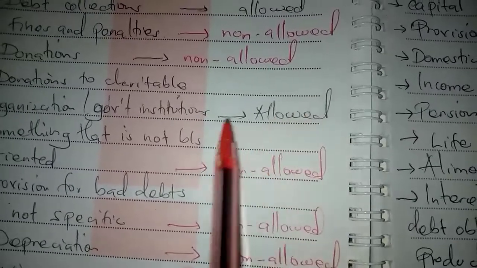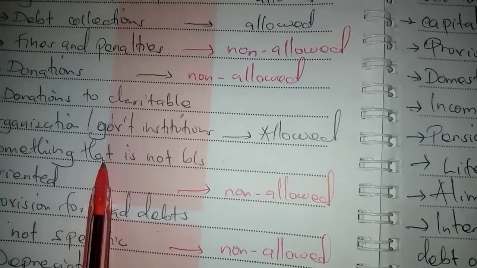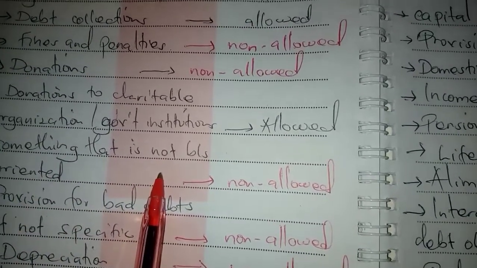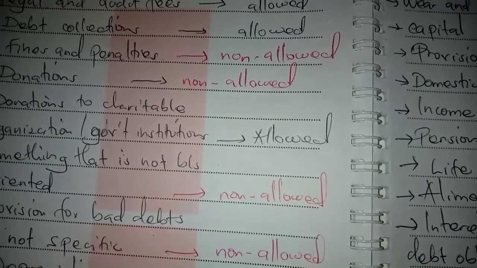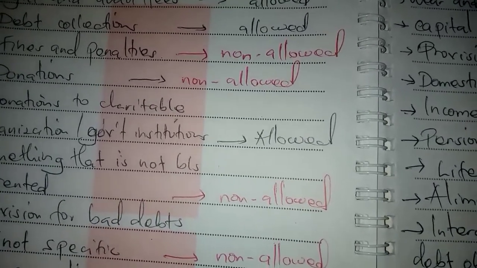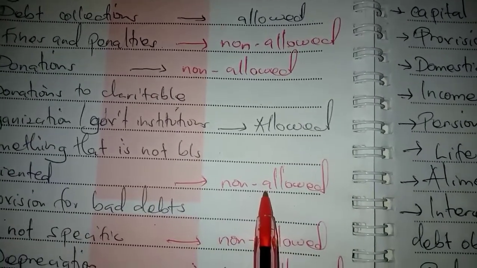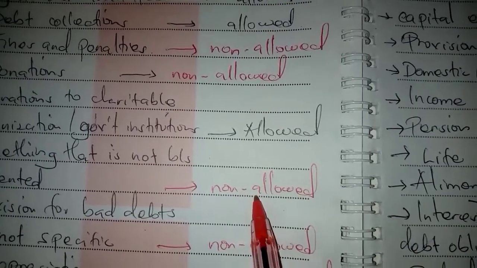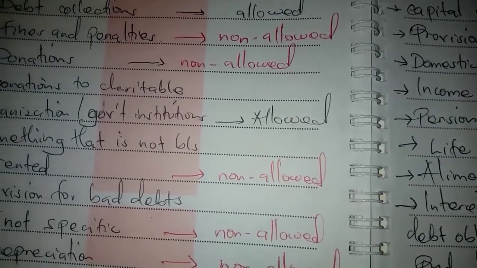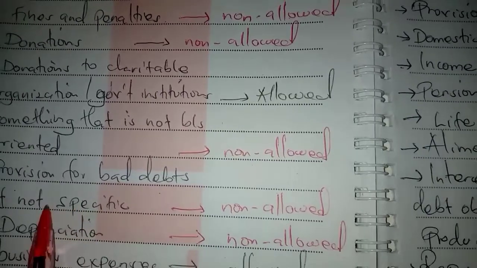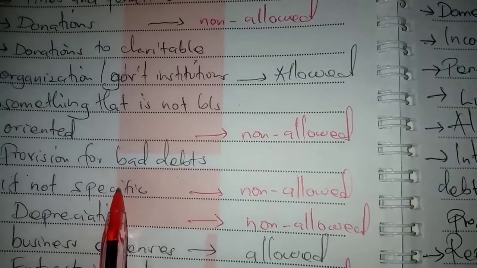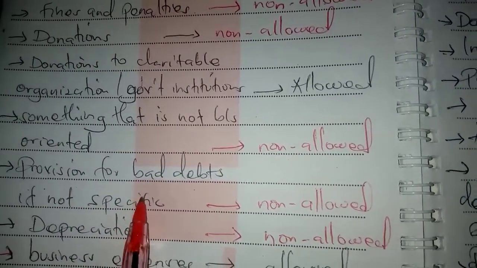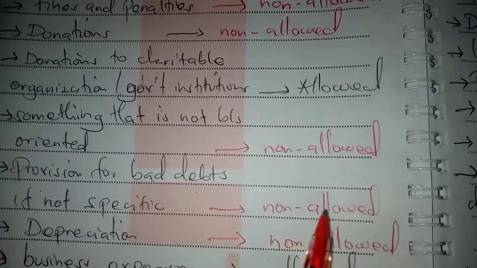Then in case of any expense that is not business oriented, if it is a private or domestic expenditure, it is non-allowed because it's not related to business. Then provision for bad debts, if not specific, it is non-allowed.